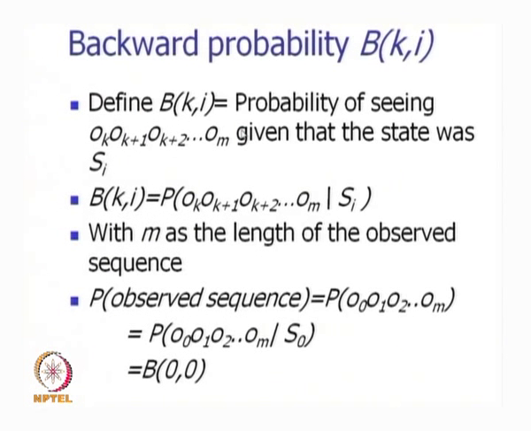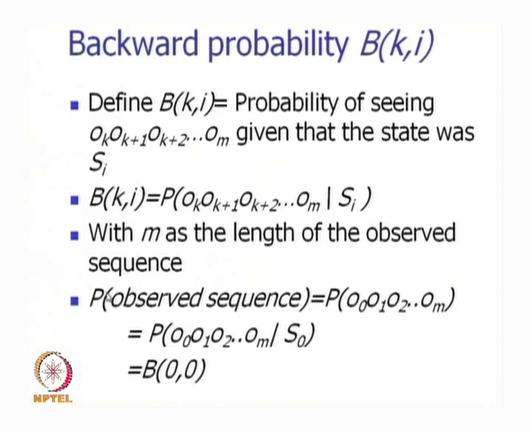So, this is the way F is computed from output sequence, state sequence, and the expression for it. Similarly, we could compute the backward probability B k comma i. We remember B k comma i is defined to be the probability of seeing O k, O k plus 1 up to O m, given that the state was S i. So, B k comma i is nothing but probability of O k to O m given S i, with m as the length of the observed sequence.